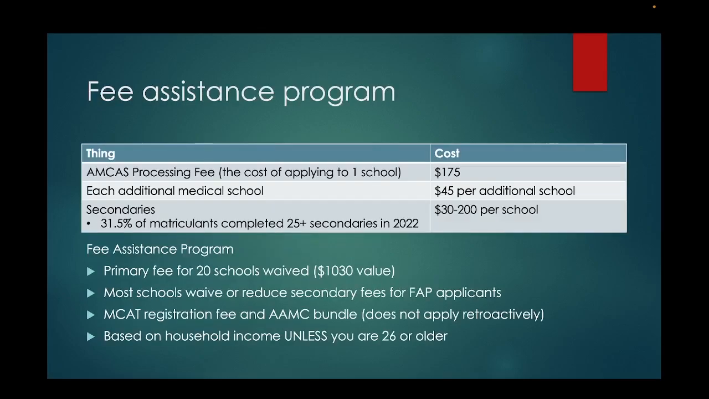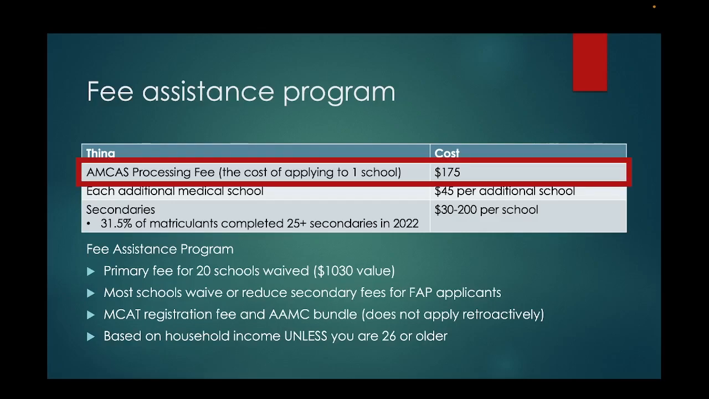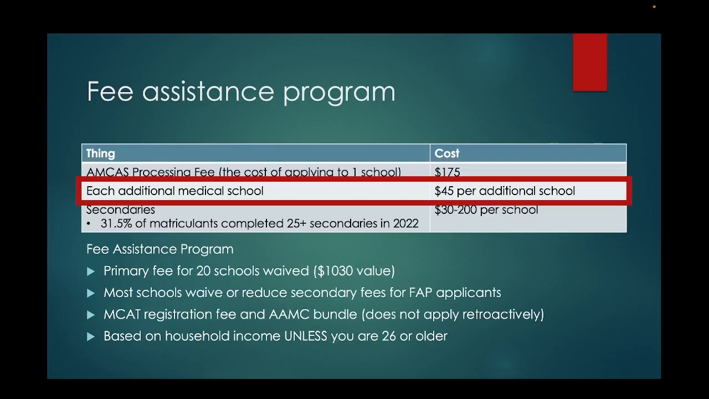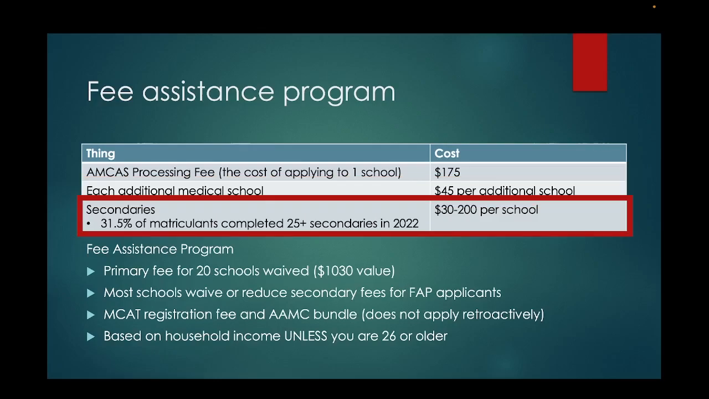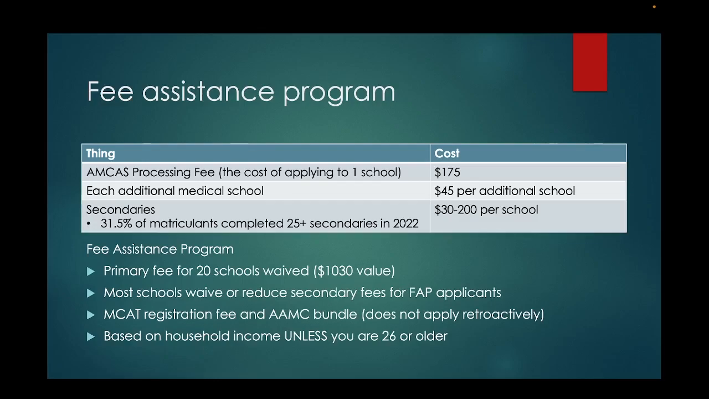Before you hit submit, make sure you check to see whether you qualify for the fee assistance program. The AMCAS processing fee, so the cost of applying to just 1 school, is $175. Each additional school after that is $45 per school. Secondaries cost anywhere between $30 to $200 per school, depending on where you're applying to. This is an expensive process.